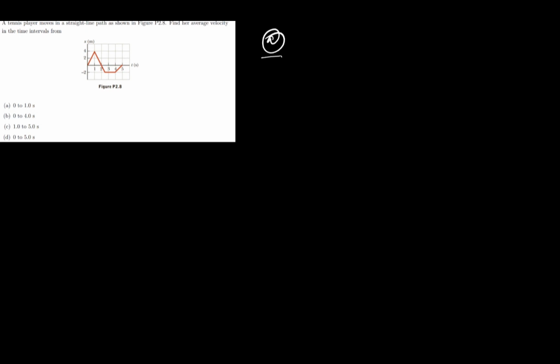Average velocity is equal to the change in position x over the change in time. This means that there is position final minus position initial over time final minus time initial. If you look at the time interval that we're looking at for portion A, we're looking at it from 0 to 1. So 1 is the final time and 0 is the time initial.